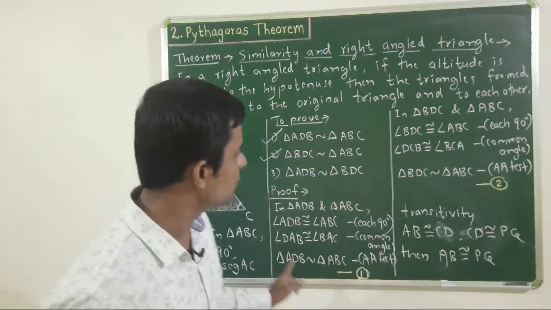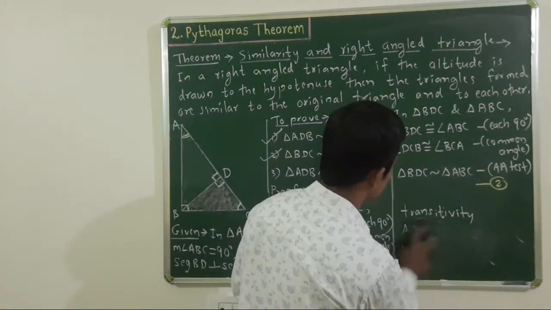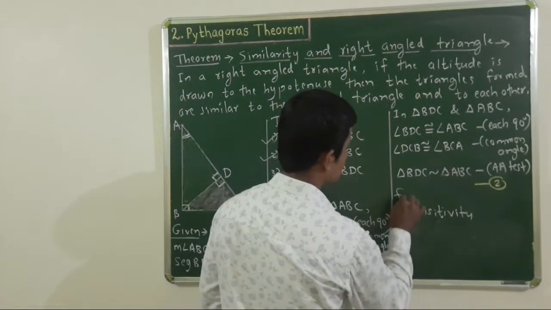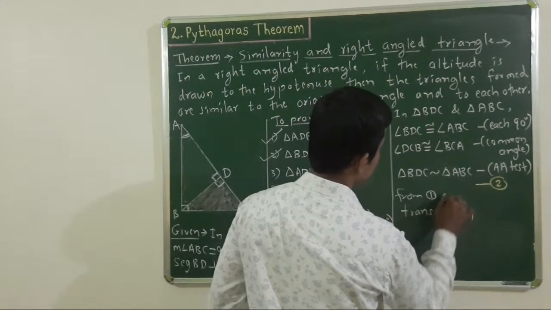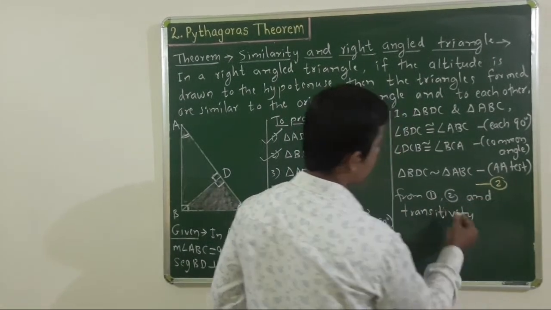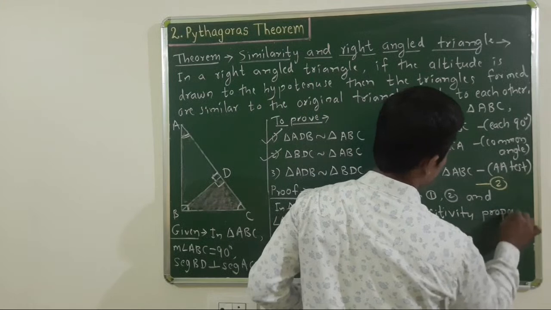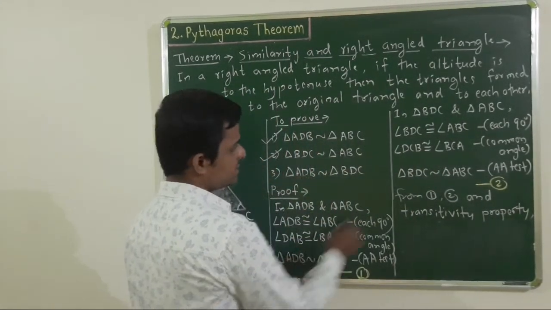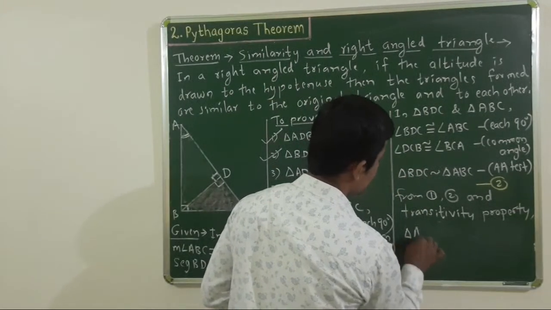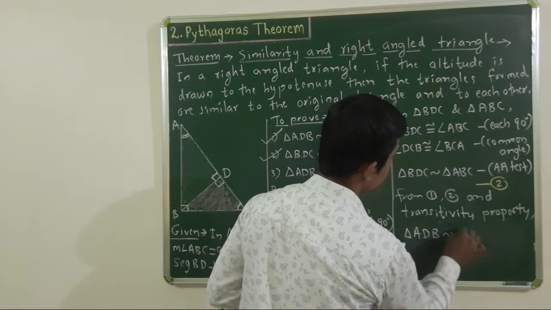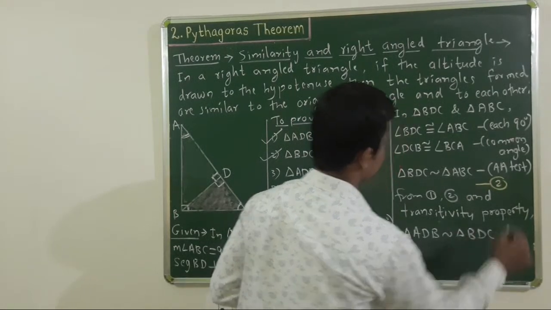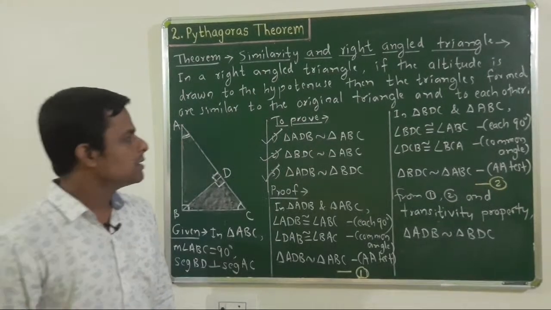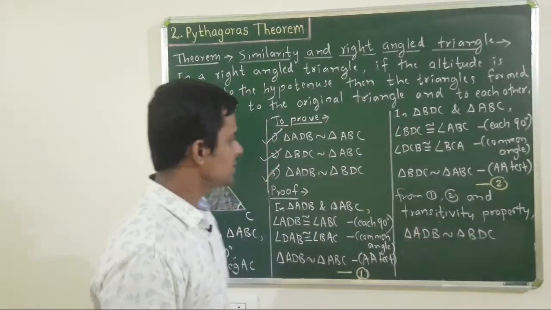Hence, by using statements 1, 2 and the transitivity property, we can write directly that triangle ADB is similar to triangle BDC. Triangle ADB is similar to triangle BDC. Yes, we have proved this straightforwardly. It means all these three triangles are similar with each other.